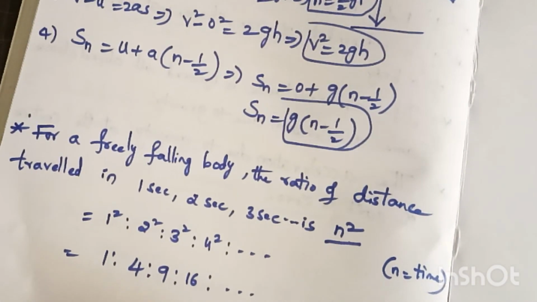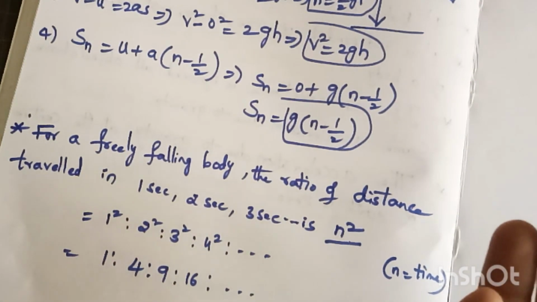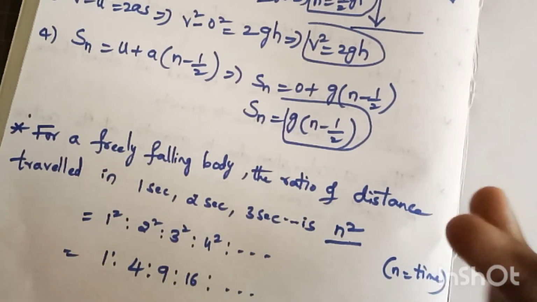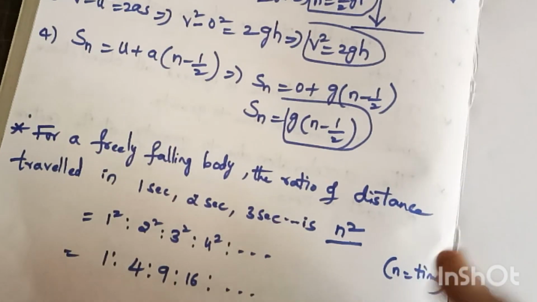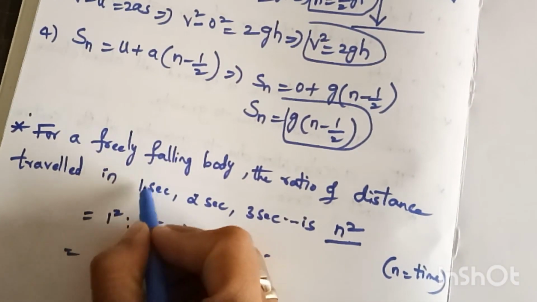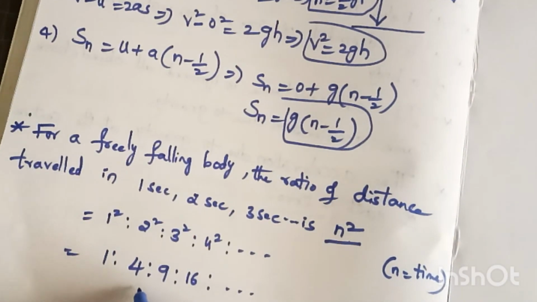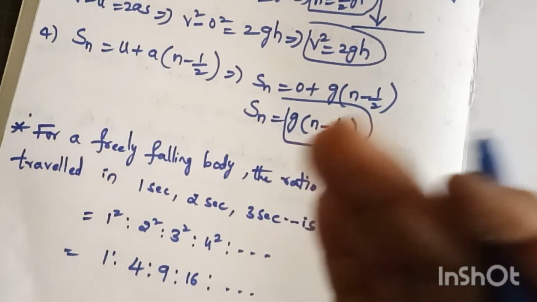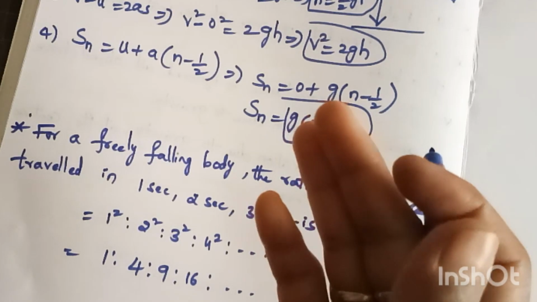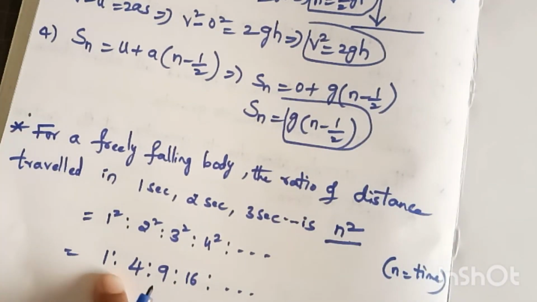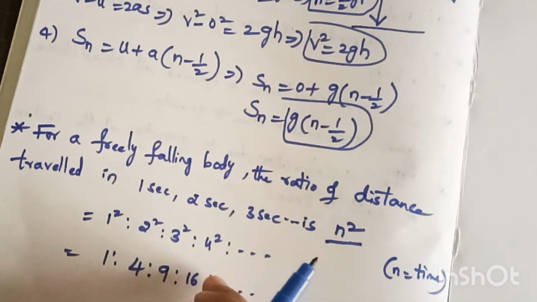So just remember that for continuous time, meaning 1 second, 2 seconds, 3 seconds, for every second the ratio of distance can be written as its square. 1 square becomes 1, 2 square means 2 into 2, 4. As time goes on increasing, the distance becomes its square: 1 is to 4 is to 9 is to 16.